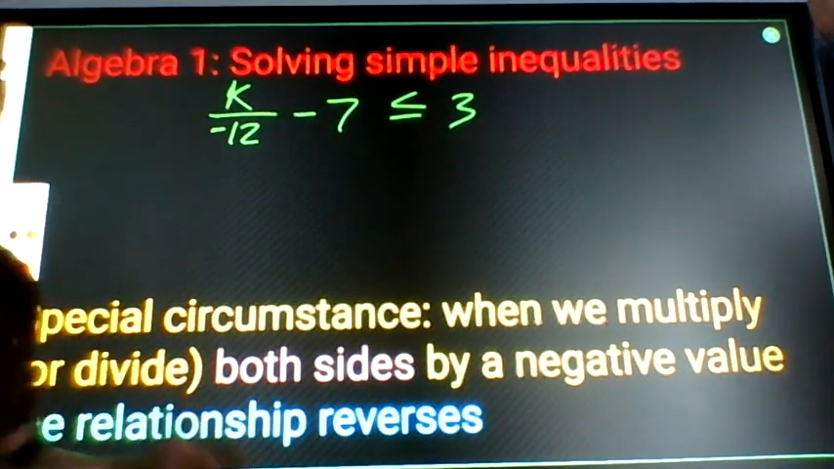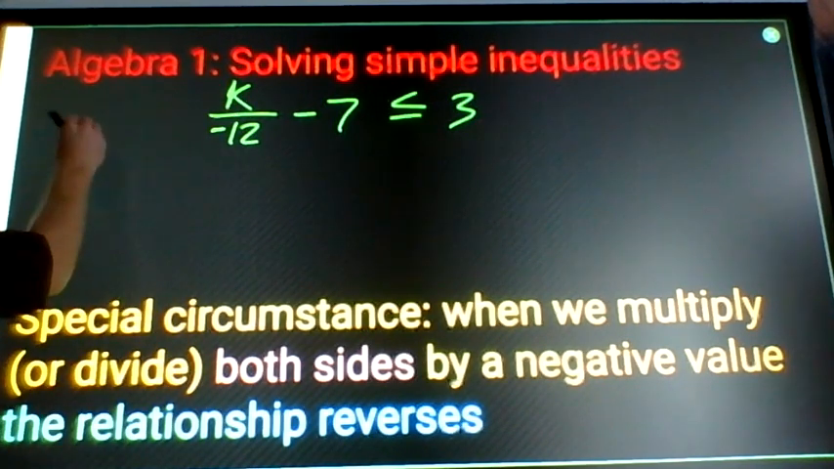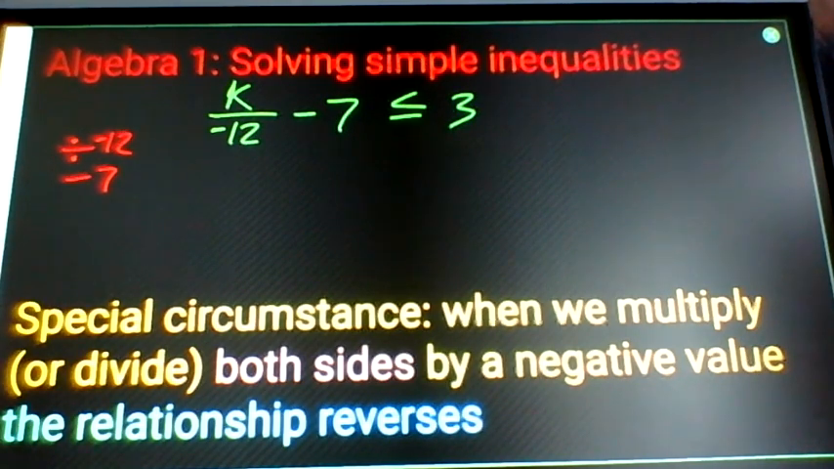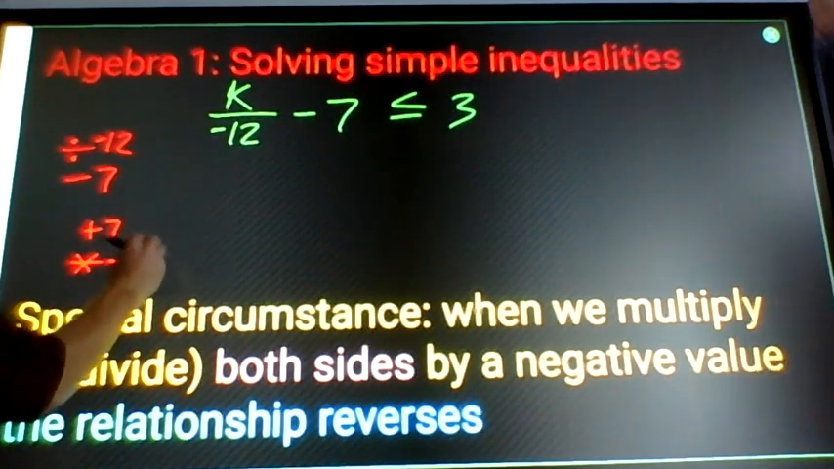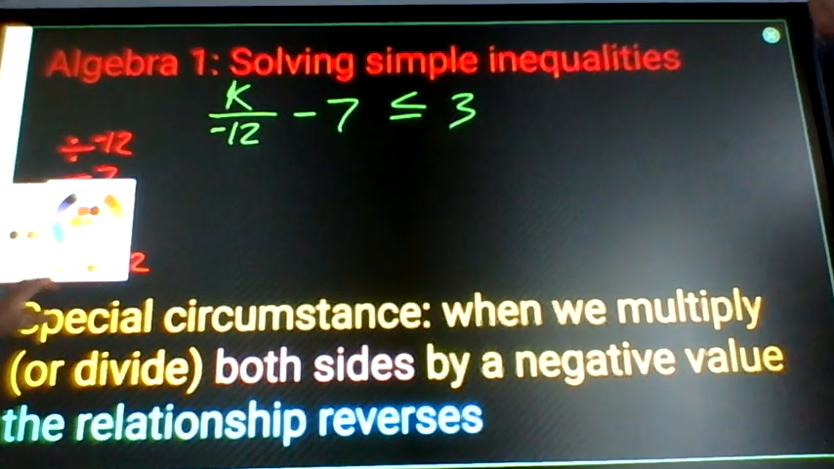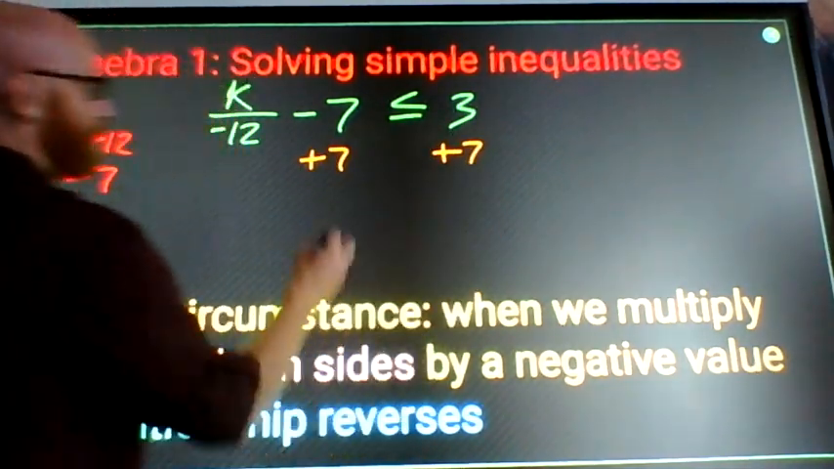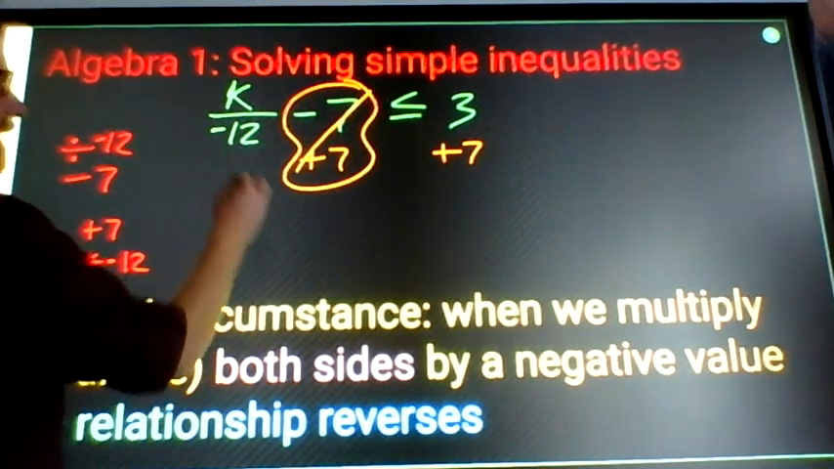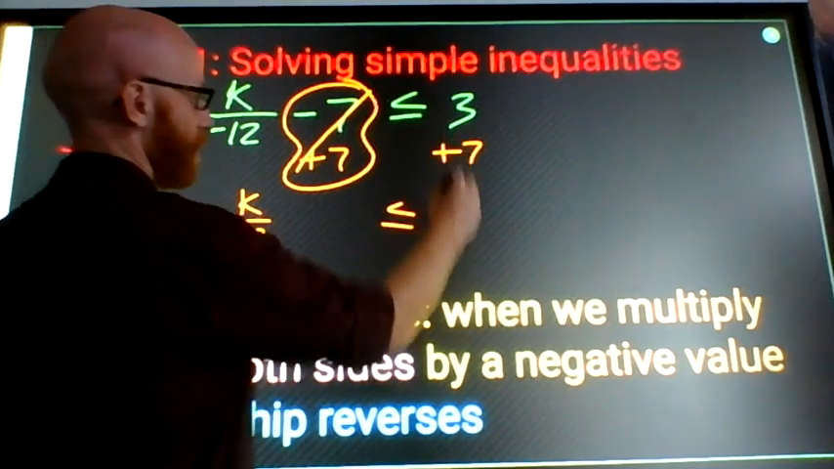All right, starts out the same. Where's the variable? Here. What's happening to the variable? Divide by negative 12, and then minus 7. How do I undo those steps? I will add 7 and then multiply by negative 12. Okay? Carry out the plan. Add 7. Those will cancel. k over negative 12 is less than or equal to 10.